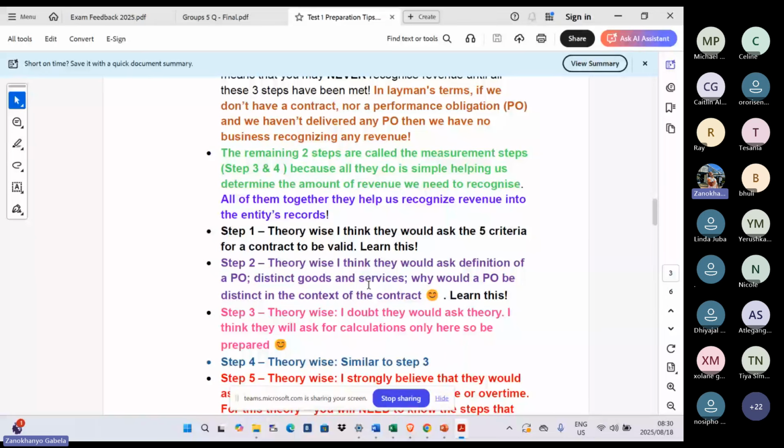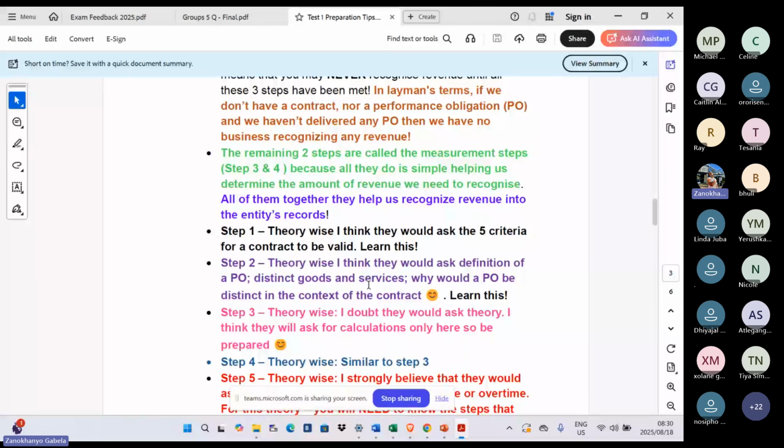So that's the reason why I'm emphasizing the definition of distinct goods and being able to provide examples as well. And that's step number two. Is it capable of being a theory question? Oh, definitely, but not in your test one. I haven't seen any past test one questions asking for step number two as part of a theory question. But I would advise you to know what a performance obligation is, what a distinct good and service is, and what a good that is distinct in the context of the contract is.